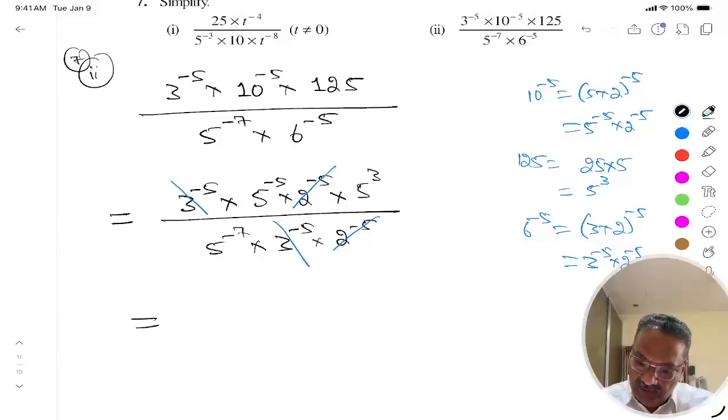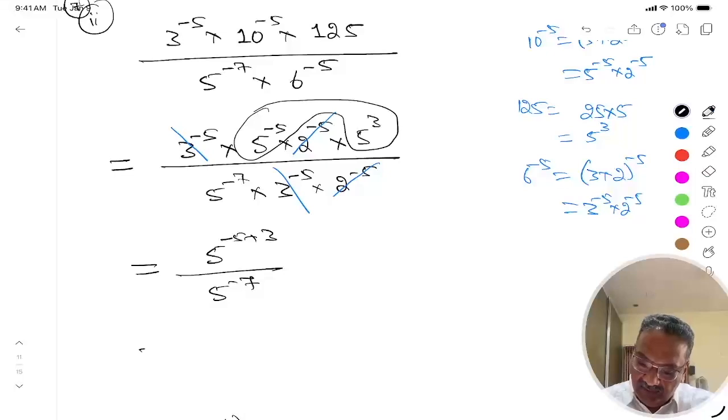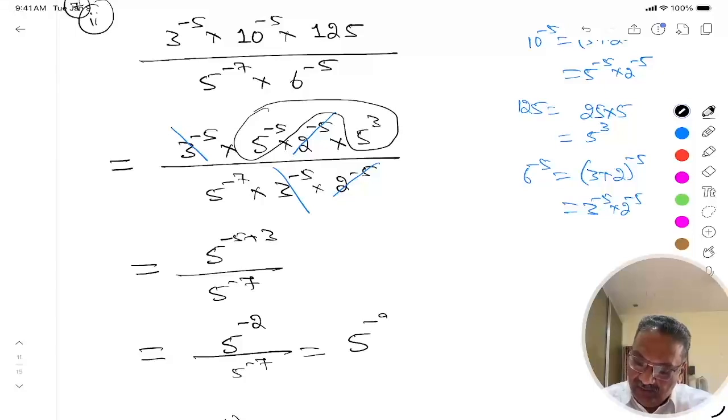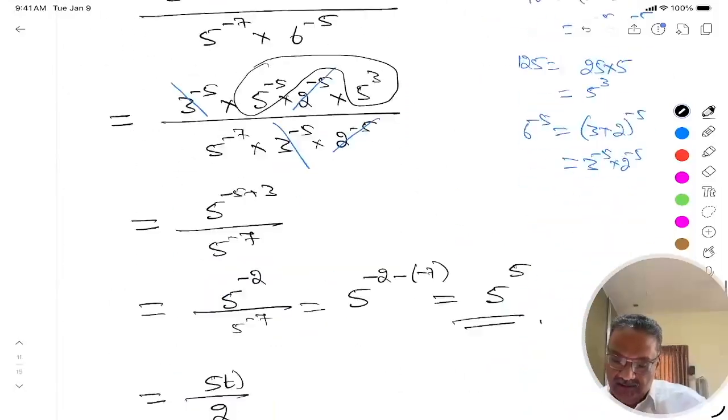So we are left with these two. This becomes 5 to the power of minus 5 plus 3 divided by 5 to the power of minus 7. Minus 5 plus 3 is minus 2, divided by 5 to the power of minus 7. This is equal to 5 to the power of minus 2 minus of minus 7, which is 5 to the power of 5. Answer. Okay, so the second part is over.